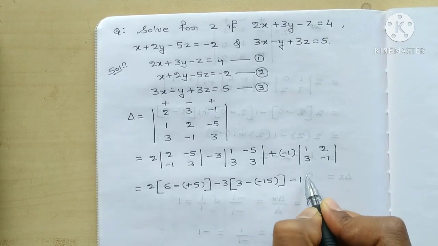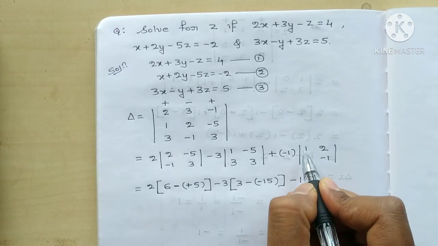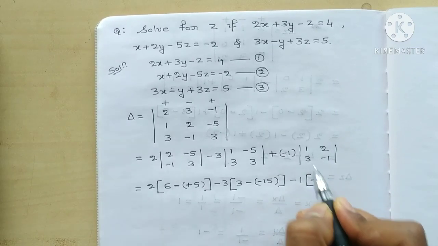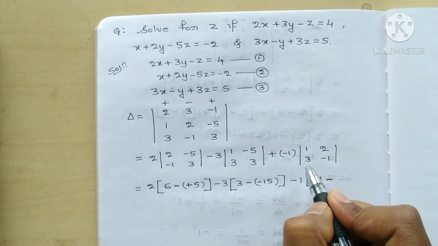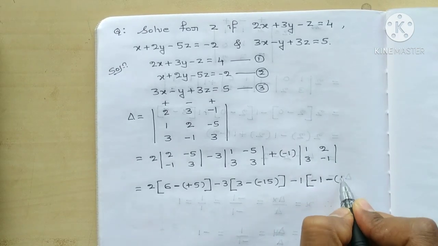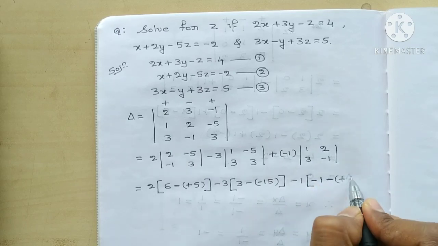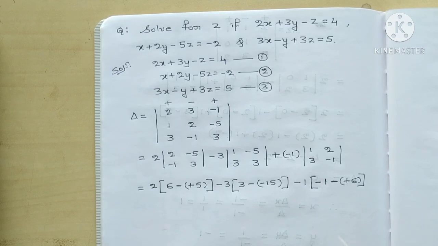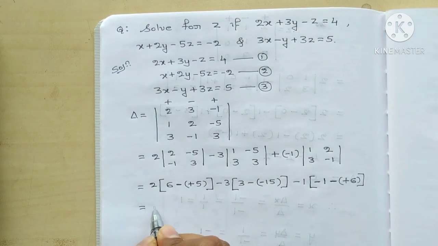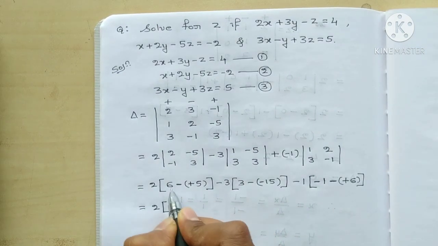Again remaining value is 1. In bracket, again plus into minus is minus. 1 into 1 is 1. Middle negative sign. Again plus into plus is plus only. 3 into 2 is 6. Keep it in bracket, close the bracket.